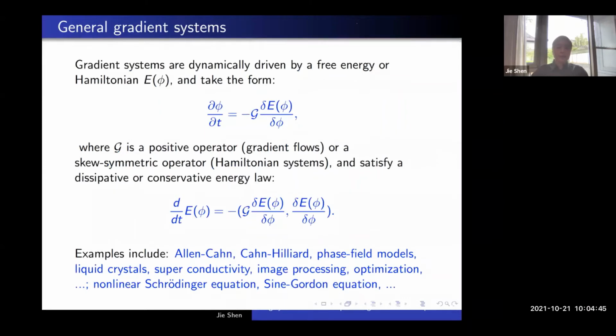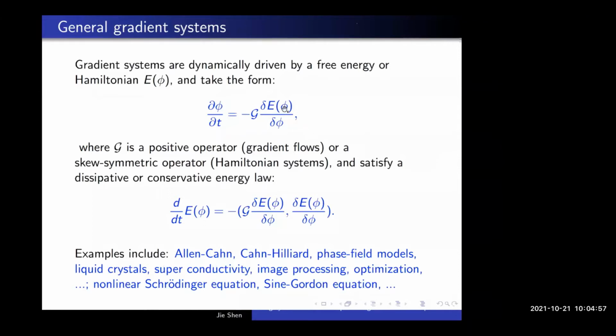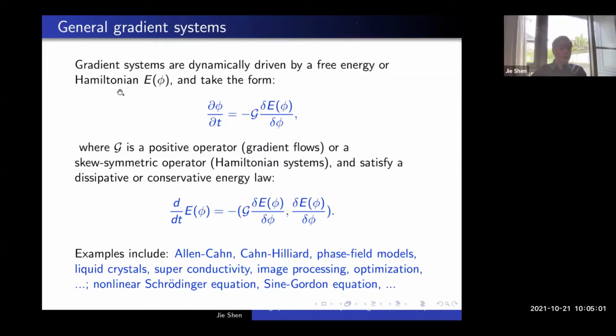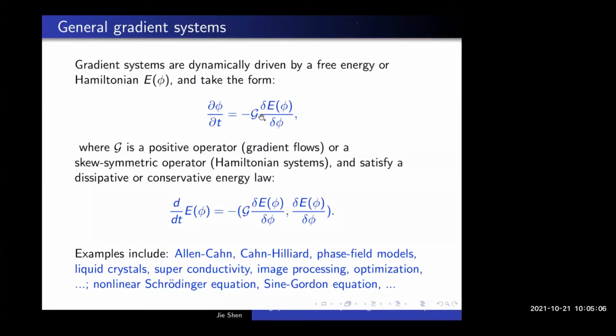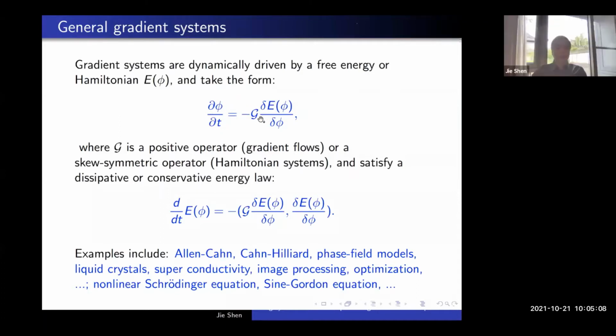Okay, so I will start with a general gradient system. So what is a gradient system? A gradient system is usually driven by a free energy. So you have a free energy, E(phi), or a Hamiltonian if you consider a conservative system. Then the gradient system can be written in this canonical form.